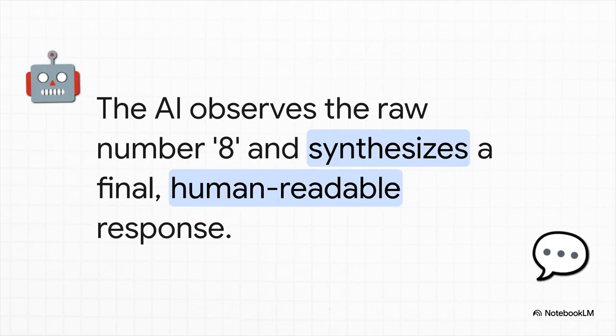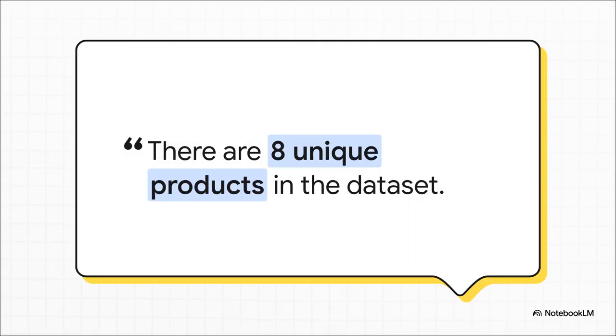The agent observes that 8. It remembers the original question about unique products, and now its job is to be a translator, to turn that cold number back into a helpful sentence. And there you have it. The journey's complete. We went from a plain English question through this invisible world of reasoning and custom code and came out the other side with a perfectly clear, simple answer.